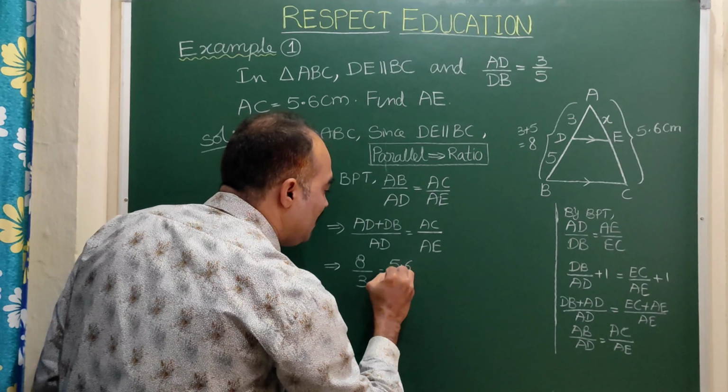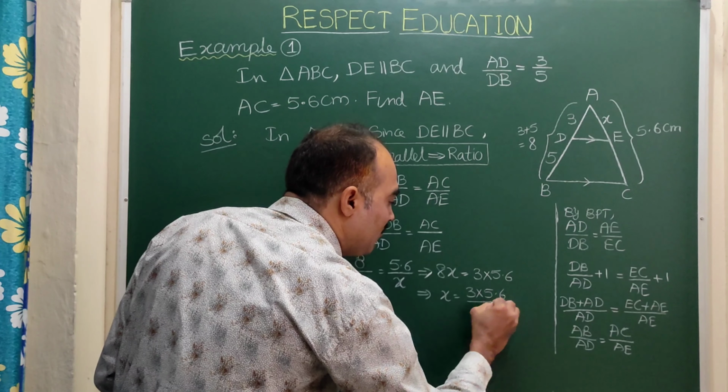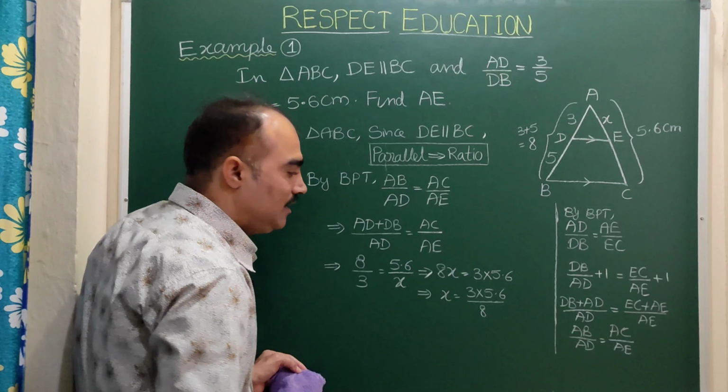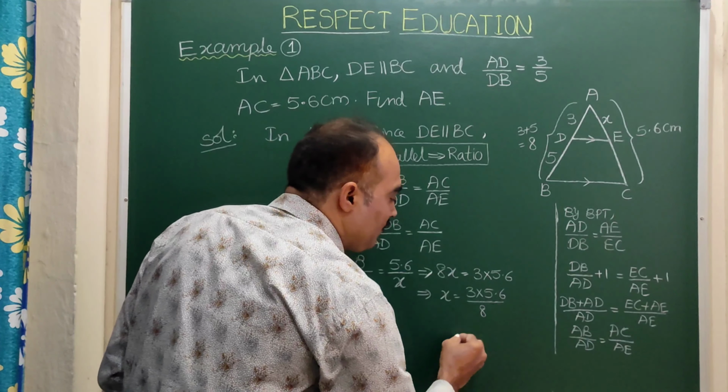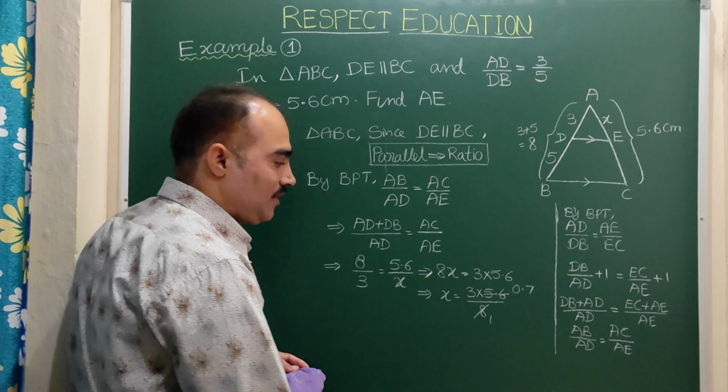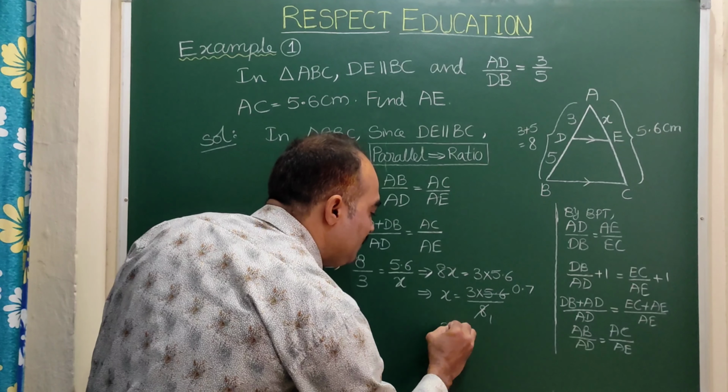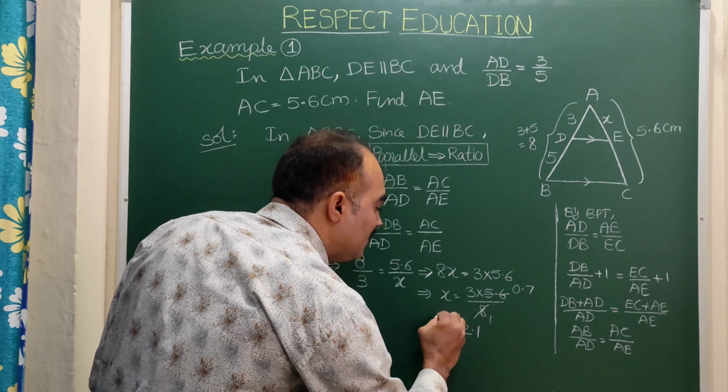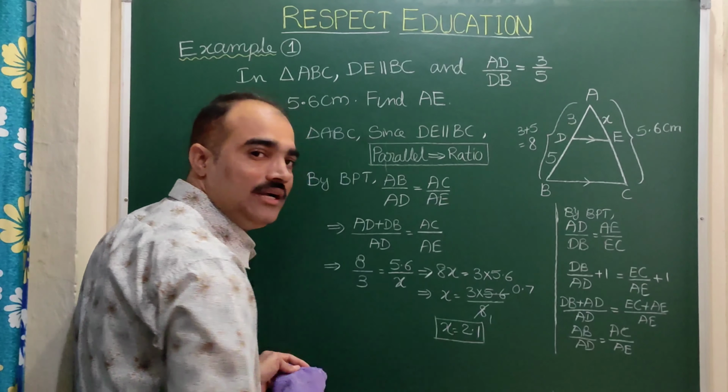So let us simplify. 8 into X, that is 8X, is equal to 3 into 5.6. As we need X, X is equal to 3 into 5.6 divided by 8. This 8 comes down. So 8 1s are 8, 8 0.7s are 5.6. So 3 into 0.7 is 2.1. So here X value is 2.1.